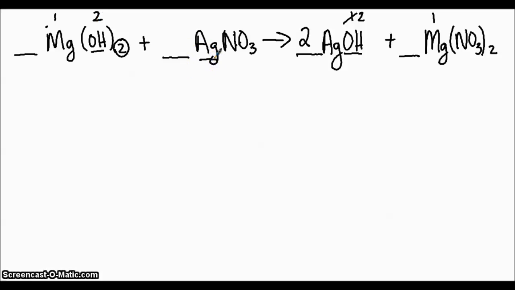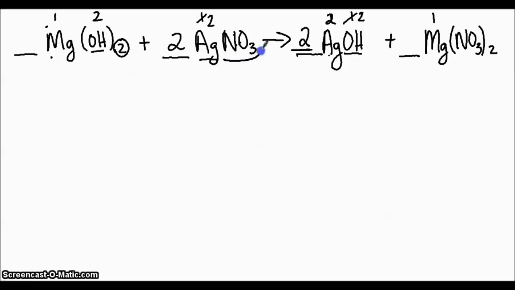Now looking at Ag, I have 1 here, and if I look at this side, you may think, oh, I only have 1 there, they're balanced. That's not true. Remember, you have a 2 here, so you have 2 times the 1 Ag, so you really have 2 Ags. That's not a big deal. I have 2 on this side, I need 2 on the other side, so I just multiply this by 2. That brings my Ag up to 2. Did it change anything else? Let me check. Magnesium 1, that's balanced. OH, there's still 2 of them, that's balanced. Ag, there's 2 of them there, that's balanced.